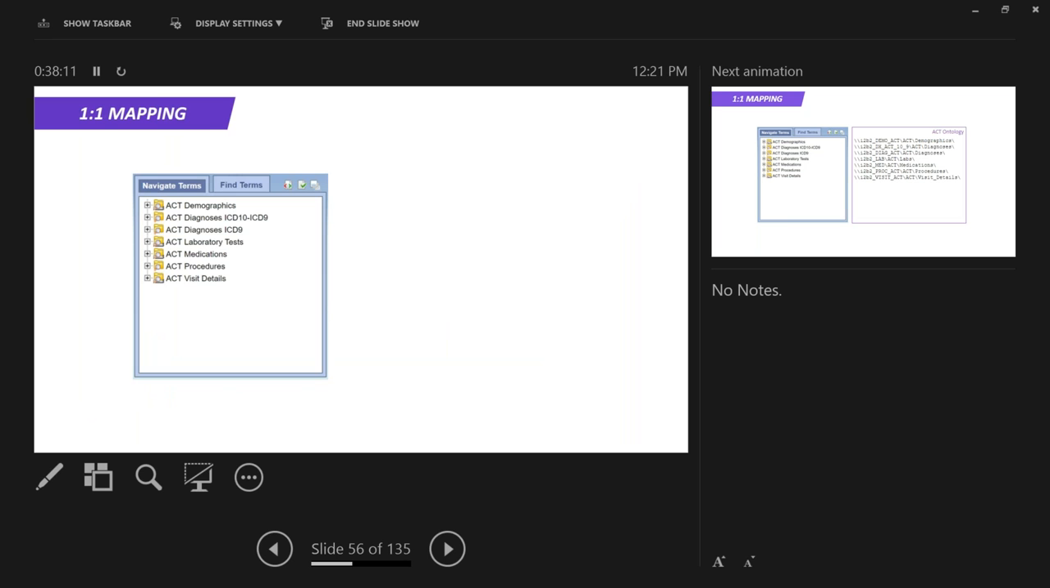So this is just a couple slides I threw in here just to discuss one-to-one mapping, but there's a lot more details that we discuss offline. So why is there that one-to-one mapping thing to begin with?